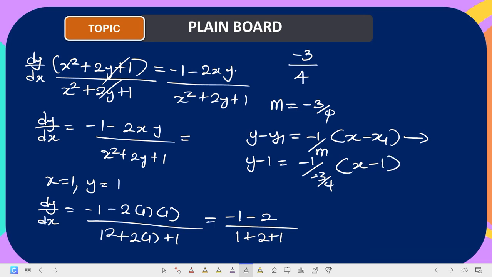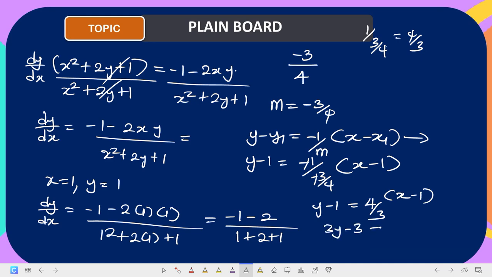So that at the end of the day, when this cancels this, 4 goes up, it becomes y minus 1 is equal to 4 all over 3, because 1 all over 3 over 4 is the same thing as 4 all over 3. Are we getting it? Then bracket x minus 1. Now at the end of the day, what do you think you're going to have? If this 3 multiplies this, it becomes 3y minus 3 is equal to 4 multiplied by this, which is 4x minus 4.